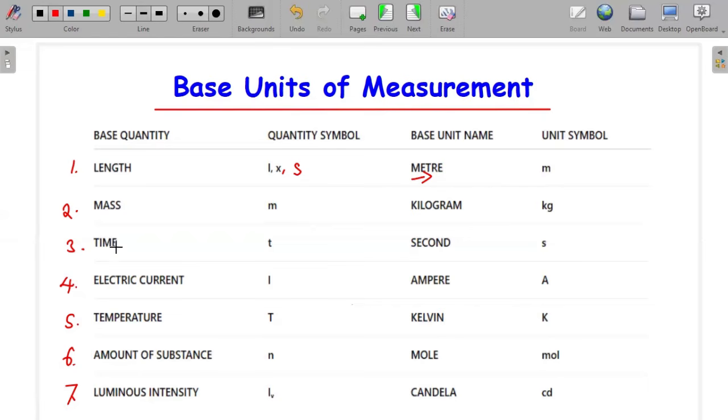And then the other one is the time, which has the symbol T, small letter t. And then its base unit, time is measured in seconds. Of course, it can be converted to minutes, hours, days, weeks, years, okay? But its base unit is just the second. All right, the other one is electric current.